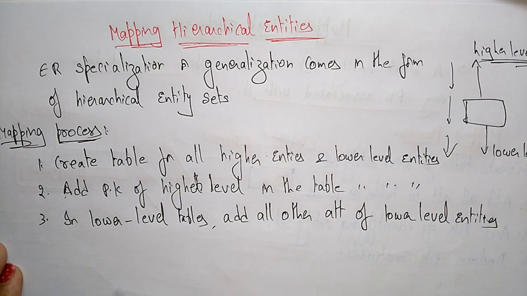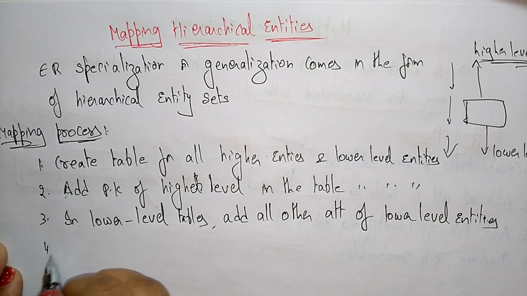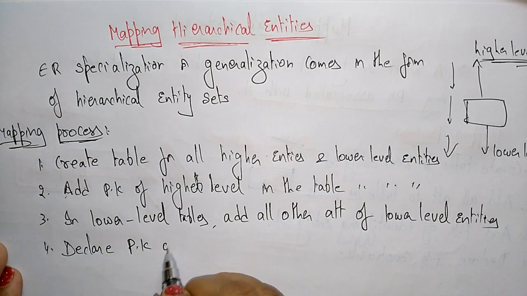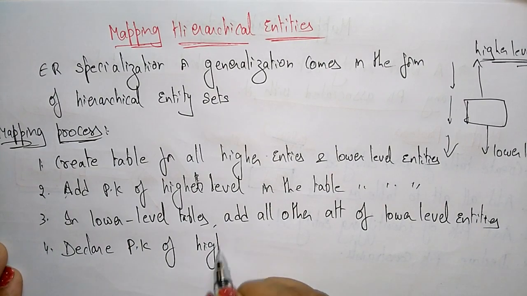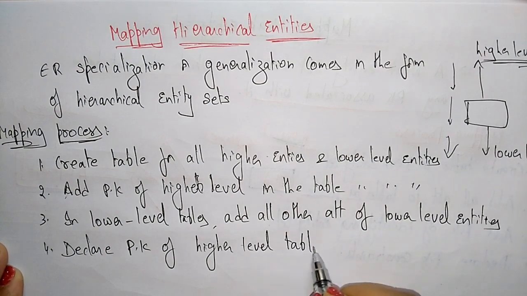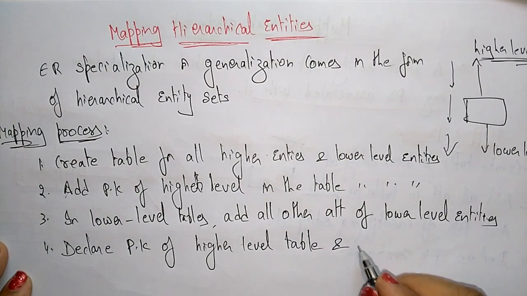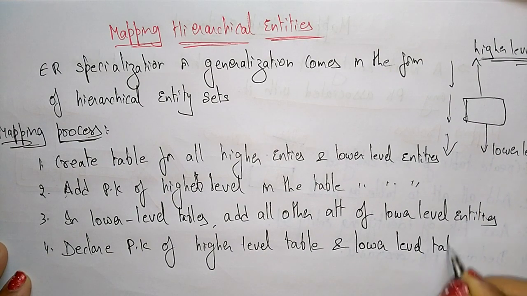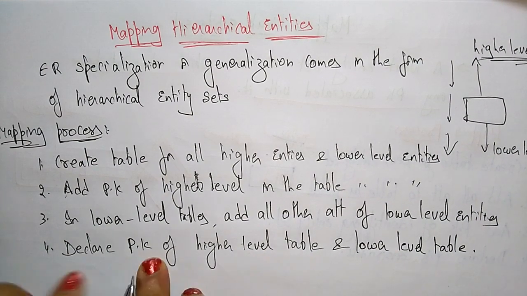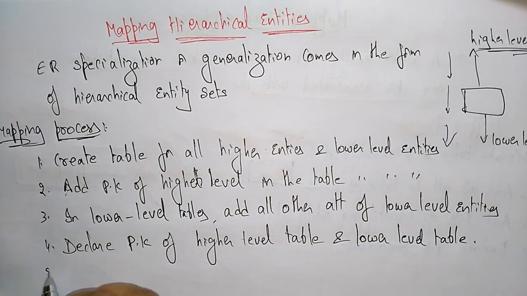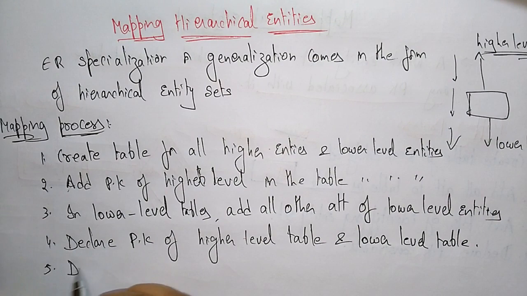And declare primary key of higher level table and lower level table. So declare primary key of higher level table and lower level table. After that, declare foreign key constraint.